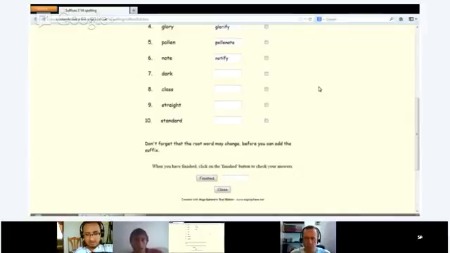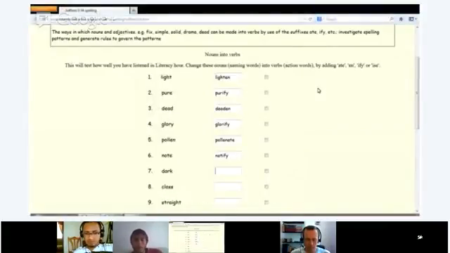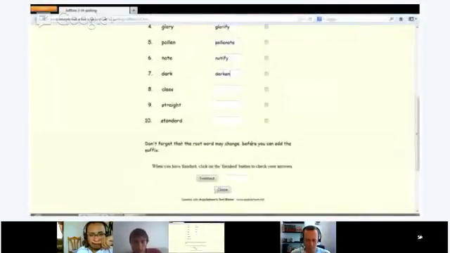I don't know, dark gate, maybe. And we want to make something darker. Okay, to make something darker, we would add en to the end. We would say darken. Okay, darken. Okay, let's see. We have 3 more left here.